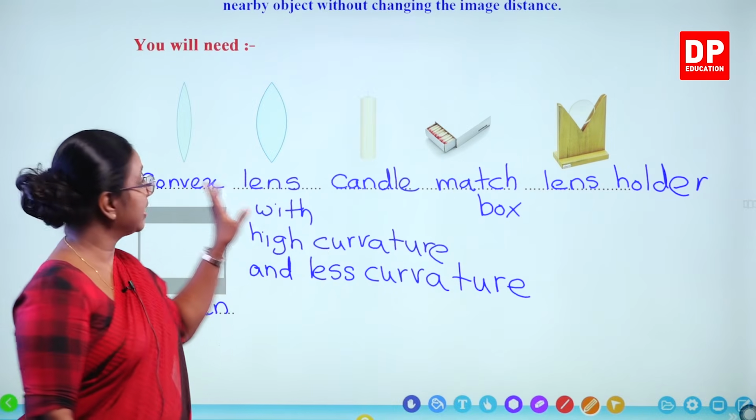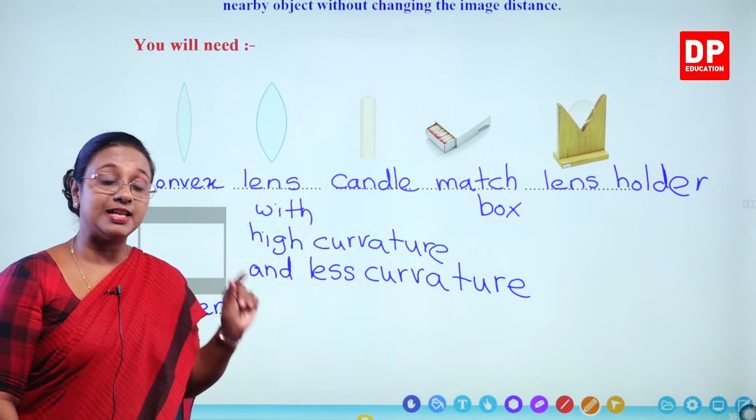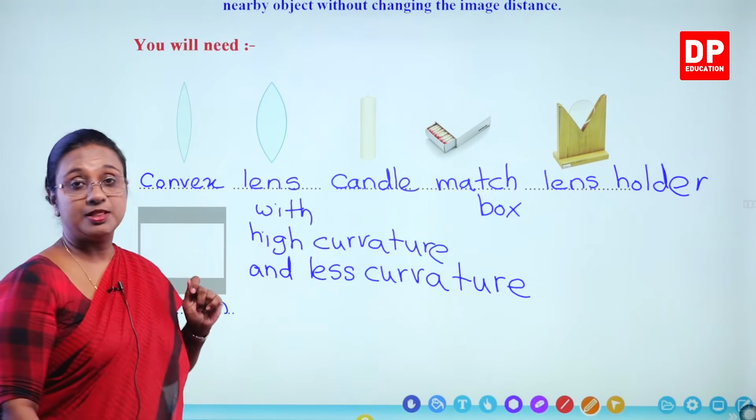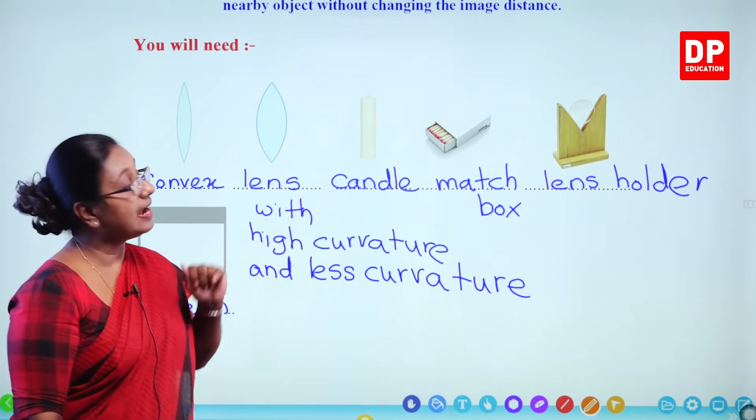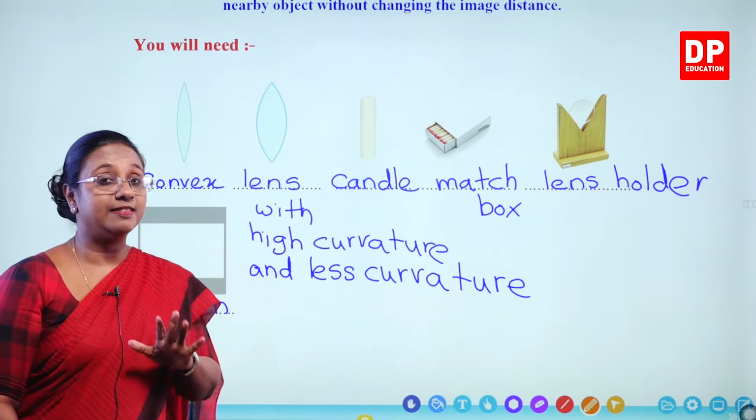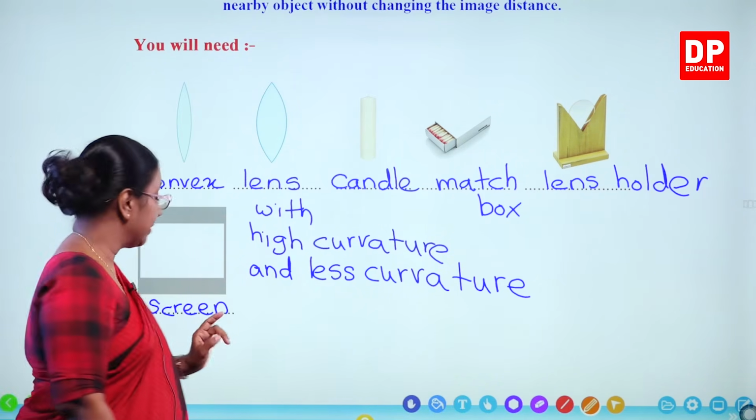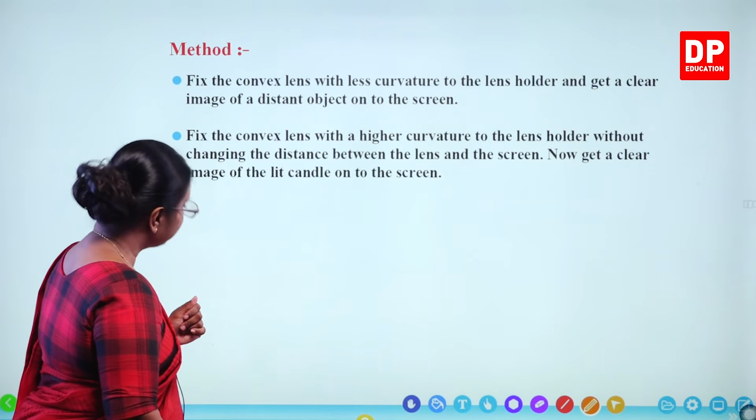So the materials are, we need two different types of biconvex lenses, one with less curvature, the other one with more curvature. We need an object, that is the candle, and a lens holder to place the lens, and we need the screen to get the image. So now we will see how we are going to do the activity. So this is the method.